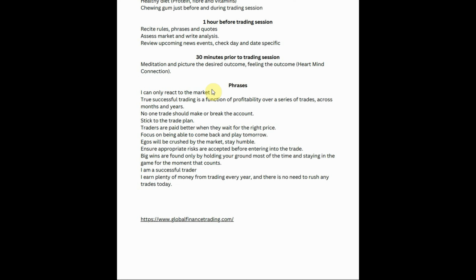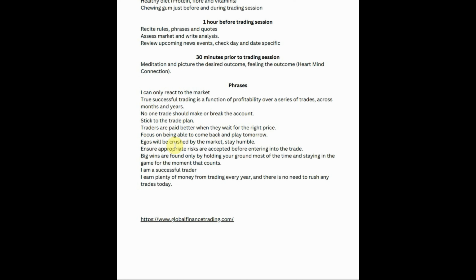We've got a list of phrases here, such as: I can only react to the market. True successful trading is a function of profitability over a series of trades across months and years. No one trade should make or break the account. Stick to the trade plan. Traders are paid better when they wait for the right price. Focus on being able to come back and play tomorrow. Egos will be crushed by the market.